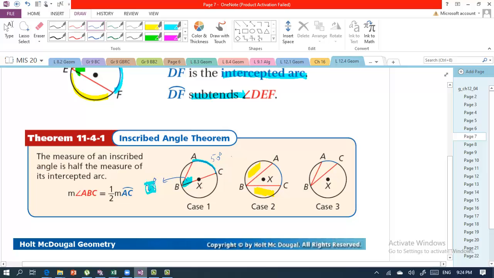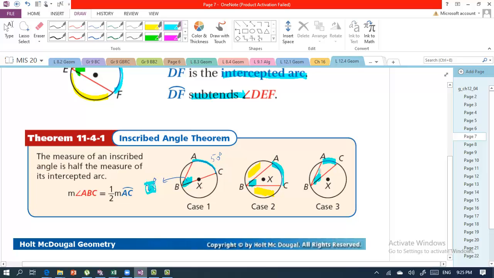The other case is where both chords are regular chords, not a diameter, inside the circle. One of them is above the center and the other is below the center. The third case is the same: the measure of ABC is half of the arc AC. Here in ABC, both of the chords are on one side of the center, but inside the circle, and the angle is also half of the arc AC.